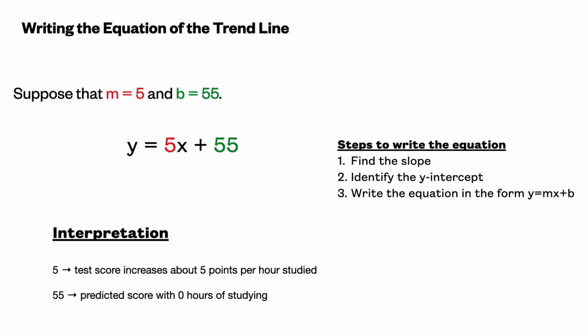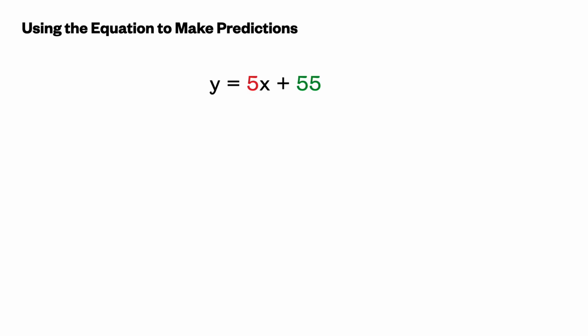So once we have the equation, we can do something really valuable with it, which is that we can use it to make predictions. So let's take our equation that we just came up with, y equals 5x plus 55, and let's ask ourselves a question. What if we had a student who studied longer than anybody else that we have data for? What if we had a student who studied for 6 hours?